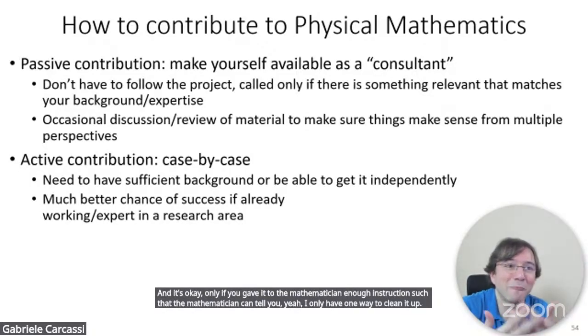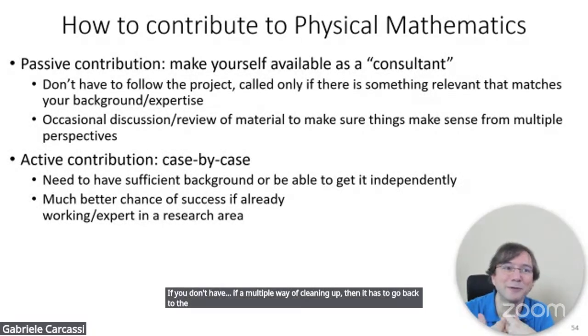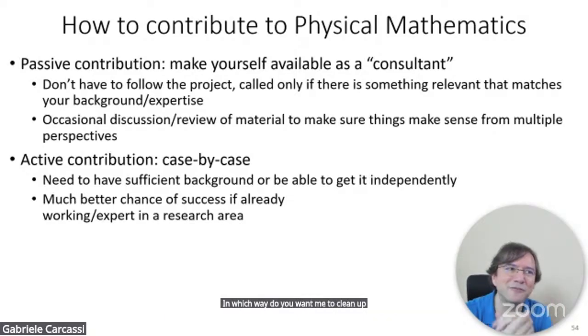If you have multiple ways of cleaning it up, then it has to go back to the physicist, and the mathematician has to ask, okay, physicist, in which way do you want me to clean it up? Because there are different choices.